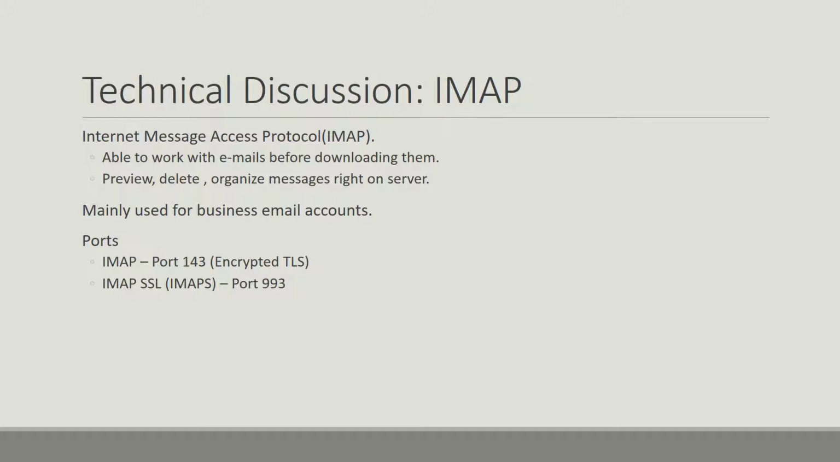The two ports which IMAP works on are port 143, which is the default non-encrypted port, and port 993. This is the port you need to use if you want to connect securely to a server.